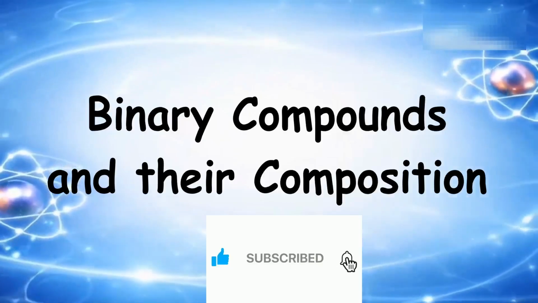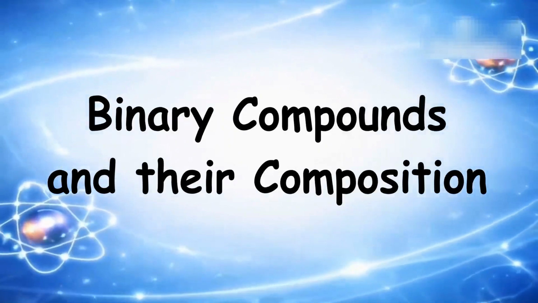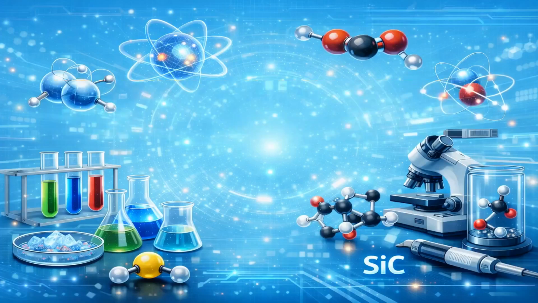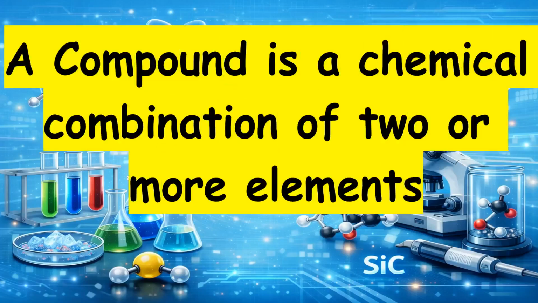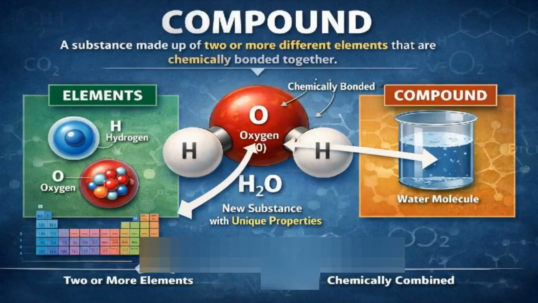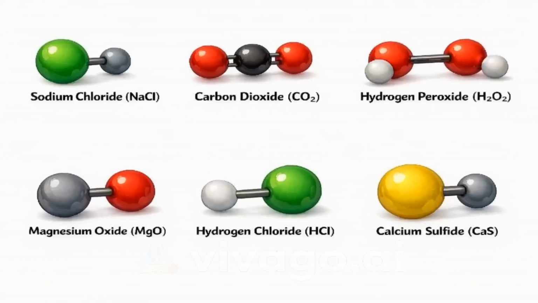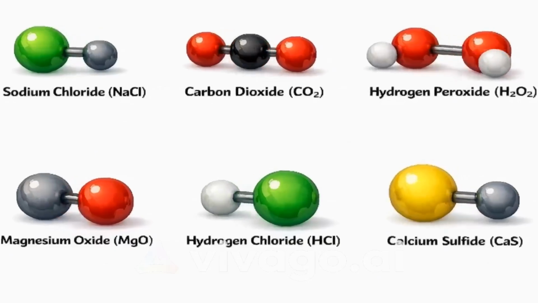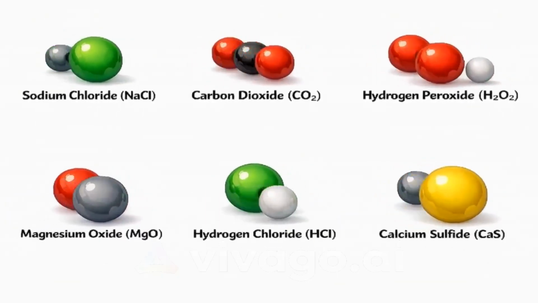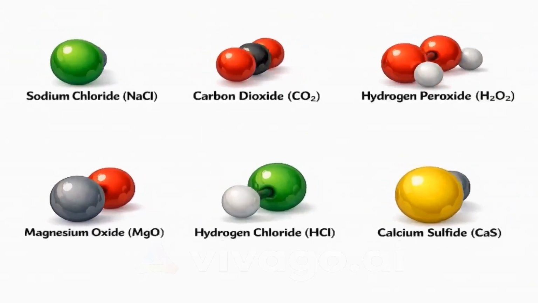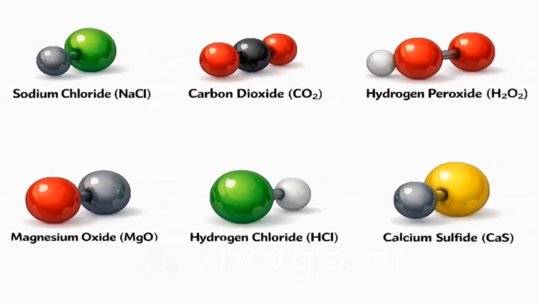Today we will be looking at binary compounds and their composition. What is a compound? A compound is a chemical combination of two or more elements. So what is a binary compound? A binary compound is a compound that is formed from the combination of only two different elements or atoms. These compounds are formed through the combination of two distinct types of atoms.